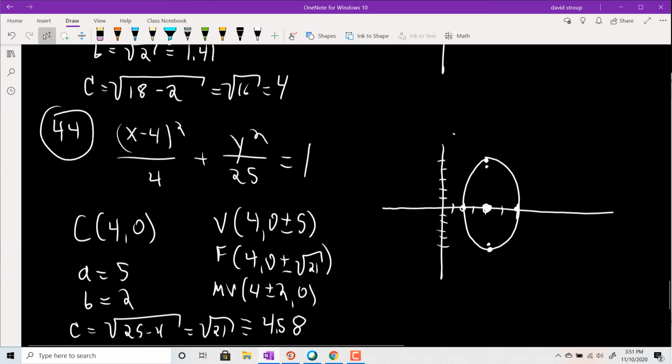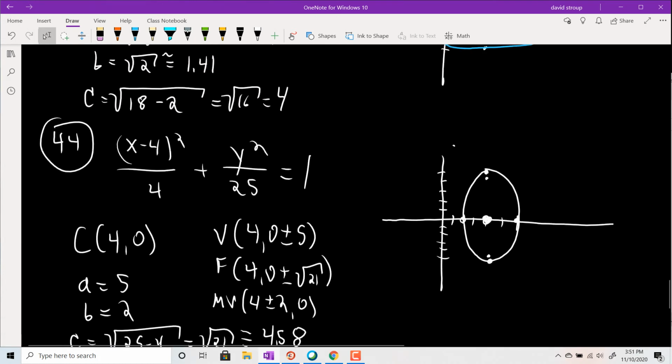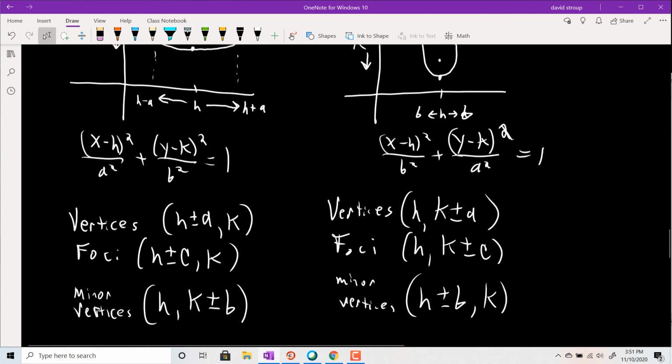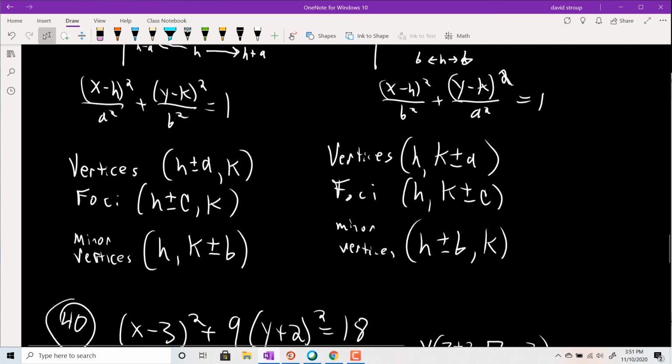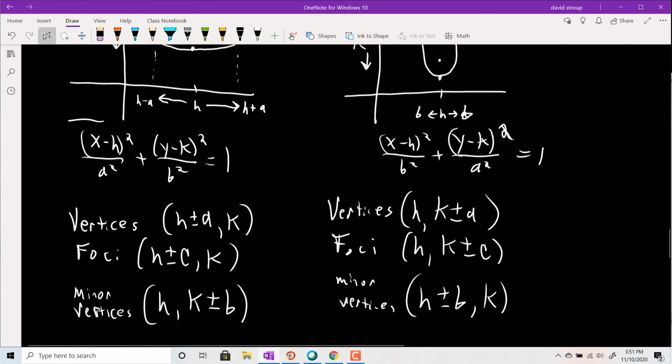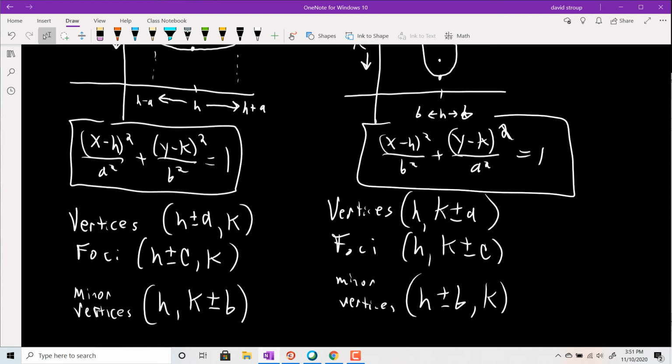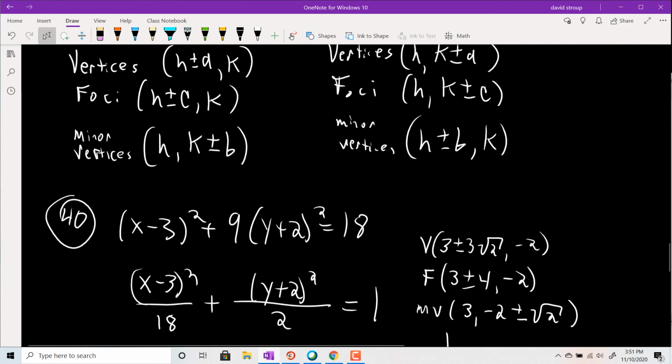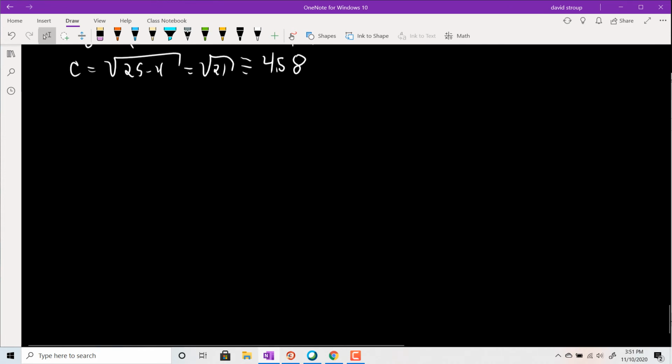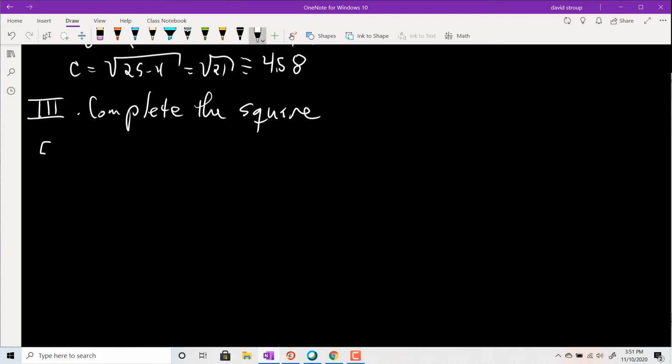Okay, usually the universe will not be nice enough to give you the standard form right off the bat. Okay, so the standard forms being this guy and this guy. And in those cases, you'll have to complete the square to even have a hope of graphing it. Okay, so section 3, completing the square first. And we'll look at problem 53.